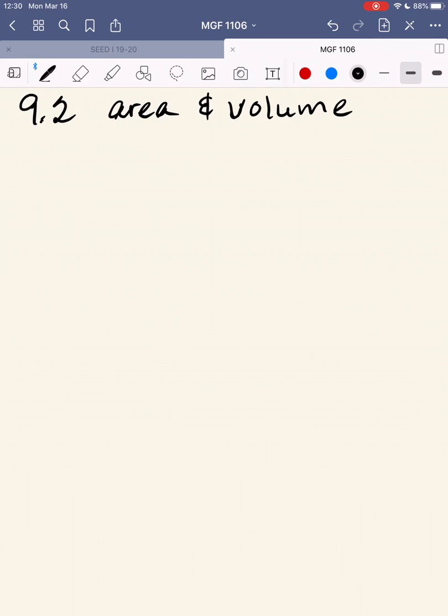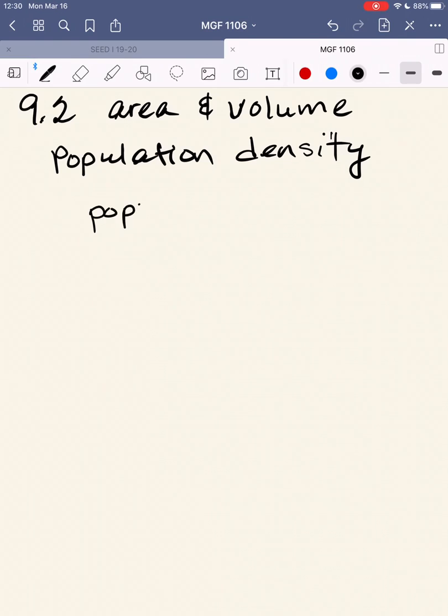All right, so the first thing we want to talk about is population density. And population density is a formula. We want to take the number of people, or the population, and divide that by the area of the land that the people are living on. So depending on how big the area is depends on how densely populated it is.